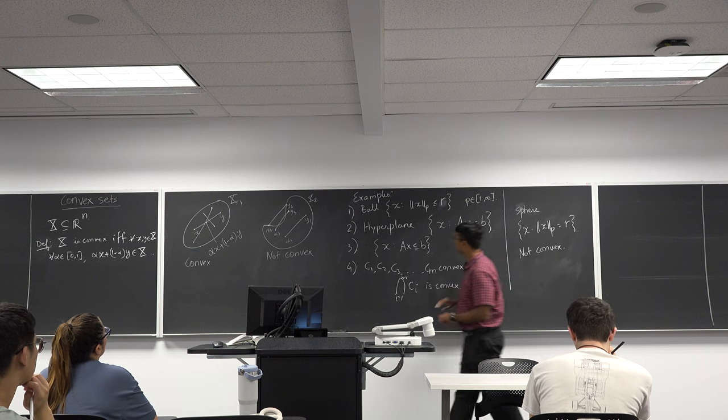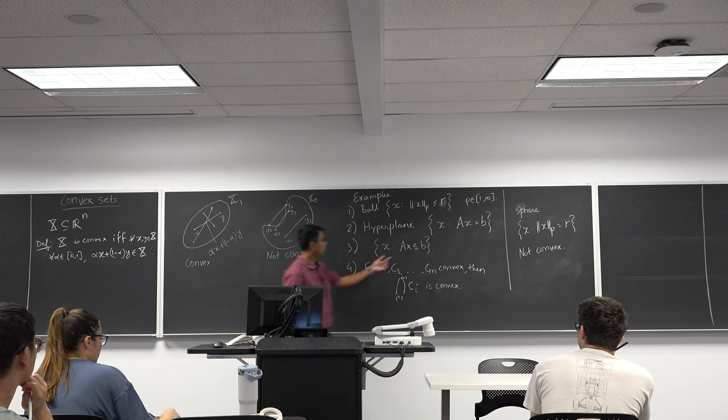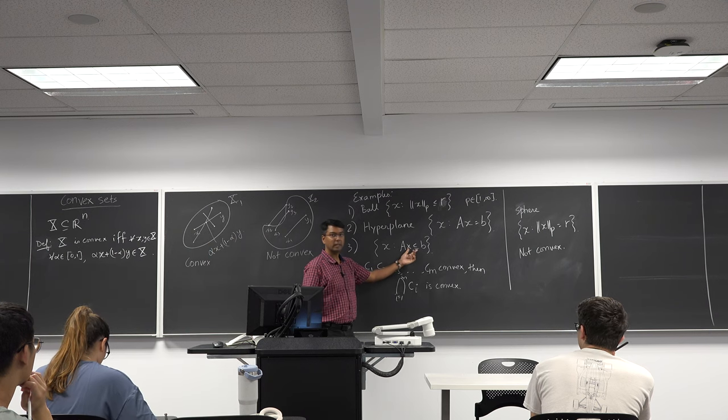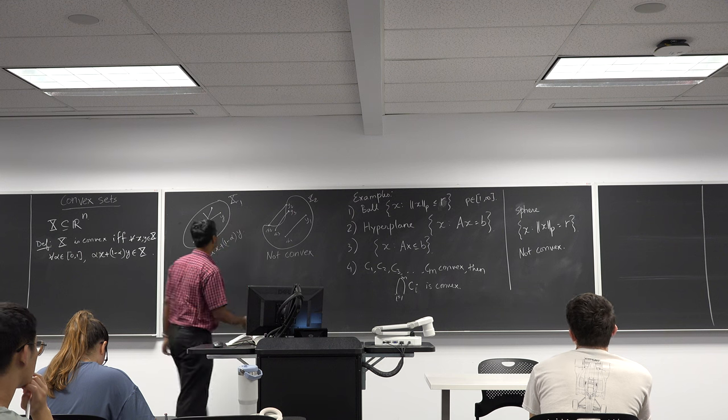Let me prove this one. By the way, this inequality is an element-wise inequality. So whenever in optimization we use a vector less than or equal to another vector, it means that each element satisfies that inequality.